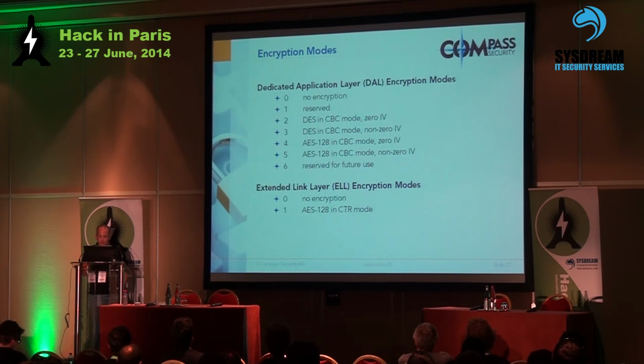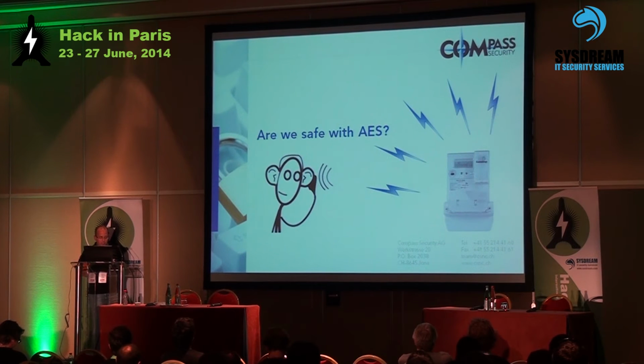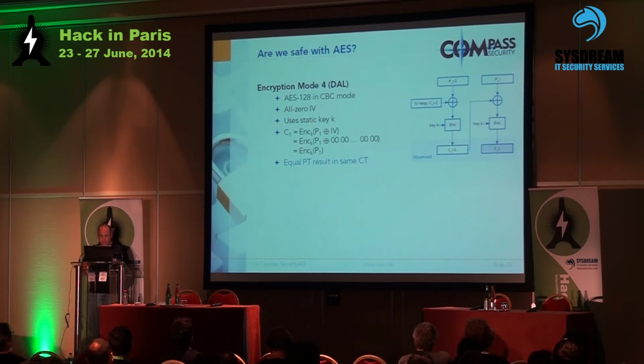Why? It's AES in CBC. They use an all-zero IV. And if you use an all-zero IV, then every message that contains the same content will basically end in the same ciphertext. So if you say, okay, we're going to consume 10 kilowatt hours, then you apply the IV, nothing, and there's a static key, that's the issue, or the IV, however you want to turn it. And then we get the ciphertext block.